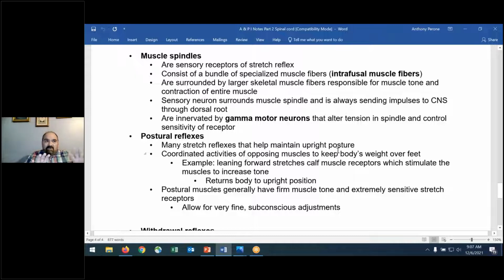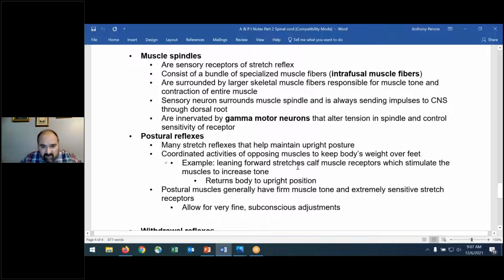Remember, we talked about antagonistic muscles. If one flexes, the other extends, right? We talked about biceps brachii and triceps brachii, or quadriceps and hamstrings. Those are also antagonistic muscles. Whereas the quadriceps would all be synergistic because they're all working with one action, or the hamstrings would all be synergistic because they're working in one action. So again, coordinated activities of opposing muscles to keep the body's weight over the feet.